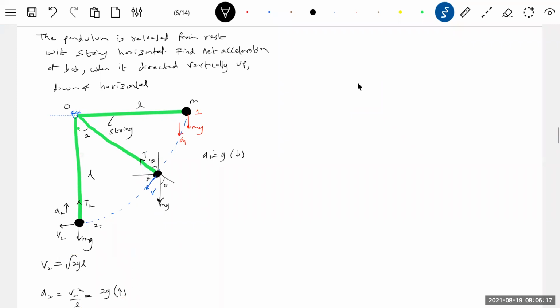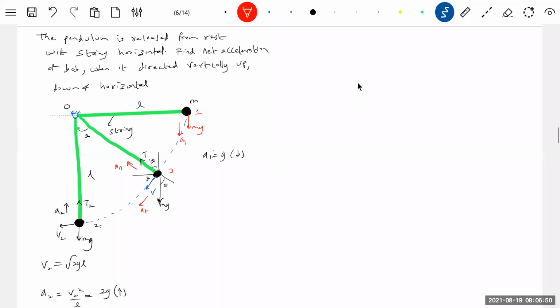Now, what are the accelerations? Let me call this point 3. There are a tangential acceleration and a normal acceleration. What is a tangential? It should be g sin theta. What about a normal? v squared by L. The resultant of these two should be such that the total acceleration is horizontal as far as possible. So here we'll take a rough diagram.